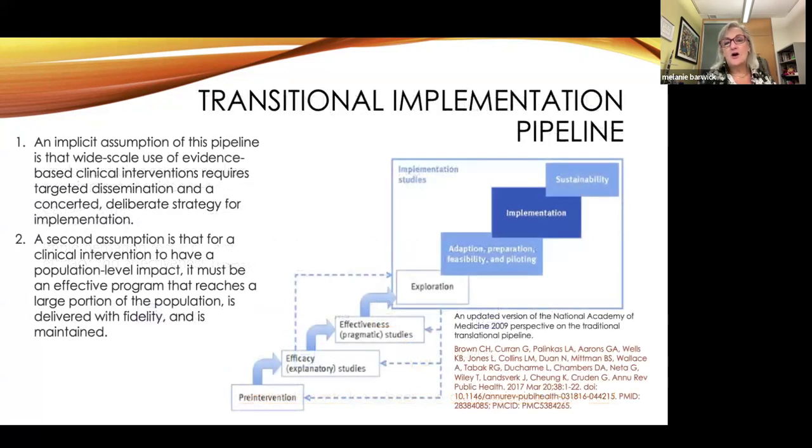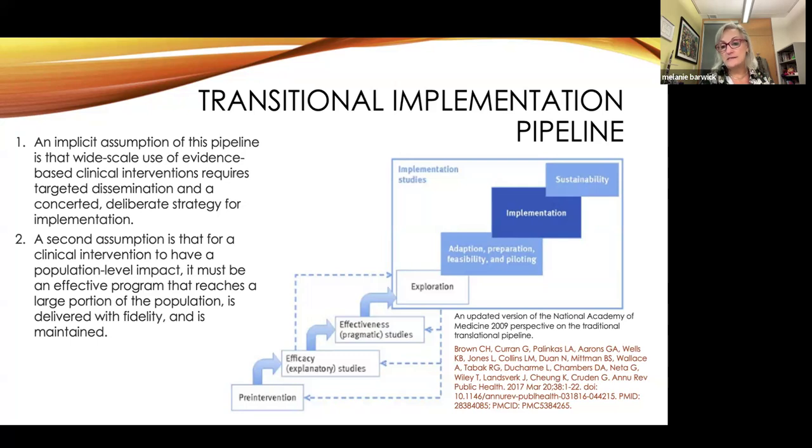So this is a common research pathway of how we transition from efficacy studies to effectiveness studies to this box of activities in the upper right that are really the exploration of implementation. So how do we adapt? How do we prepare? What's feasible? Piloting interventions in small ways before we get to larger scale ups, actually studying issues around implementation and sustainability.